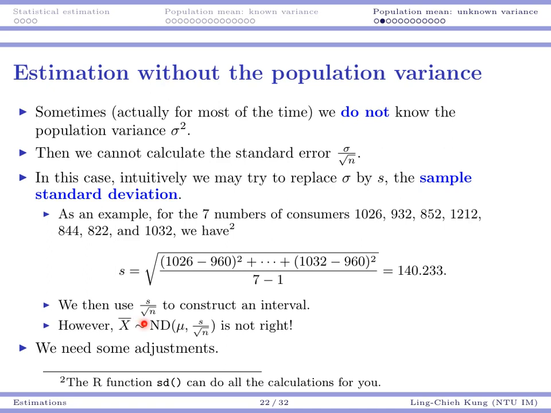We may then use the sample standard deviation to approximate the standard error and then to construct an interval. The only thing that we need to worry about is that x bar is not a normal distribution like this, right? X bar would be a normal distribution with sigma here, but we don't have sigma, so we use s as a proxy, and unfortunately, X bar would not be this normal distribution. And if we cannot say anything about the probability distribution of X bar, we cannot go further. So we need some adjustments, and luckily we have it.